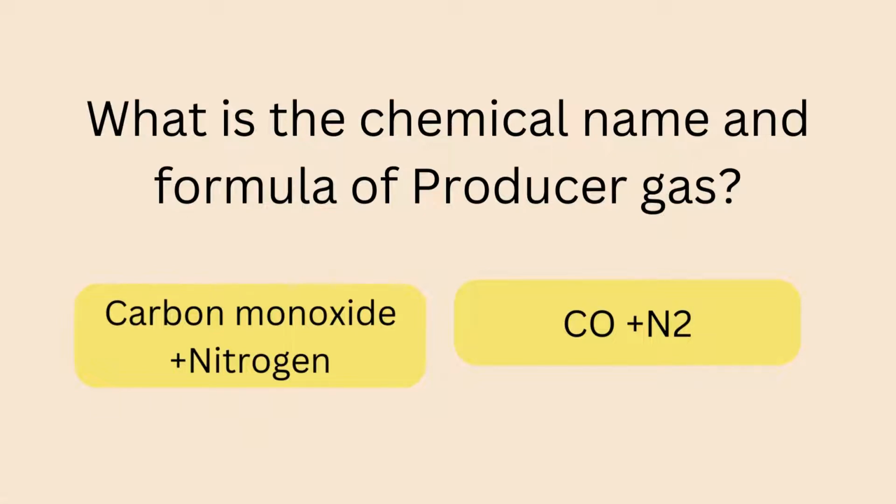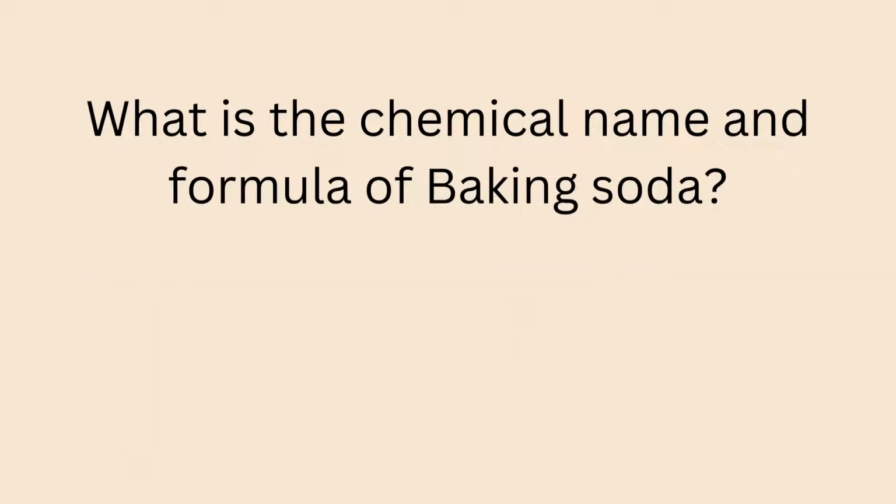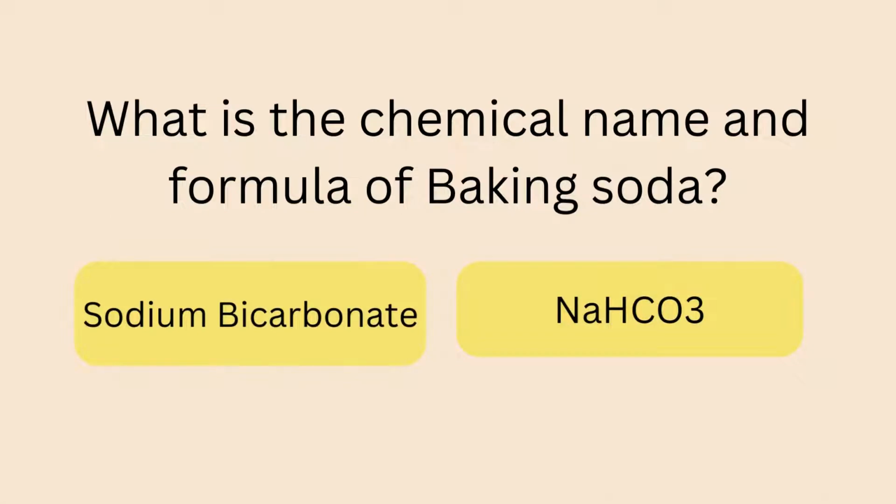Next one. What is the chemical name and formula of baking soda or baking powder? Answer is sodium bicarbonate. And the chemical formula is NaHCO3. So sodium bicarbonate is commonly called baking soda.